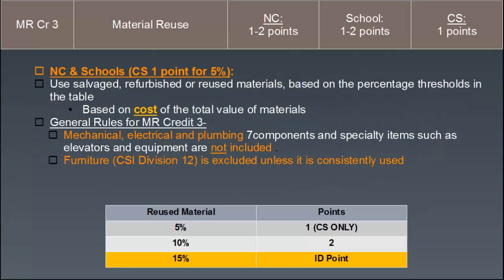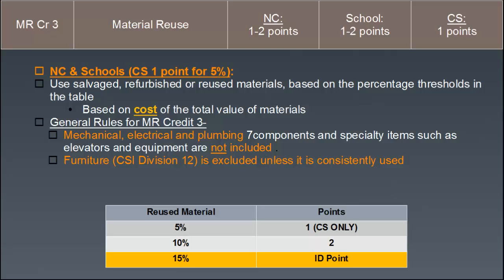MR Credit 3, Material Reuse. 1 to 2 points available for new construction and schools, and 1 point available for core and shell. The intent is to use salvaged, refurbished, or reused materials based on the percentage thresholds in the table. See a synergy with MR Credit 2, Construction Waste Management. It's based on costs of the total value of materials, as we discussed in the beginning of this section.